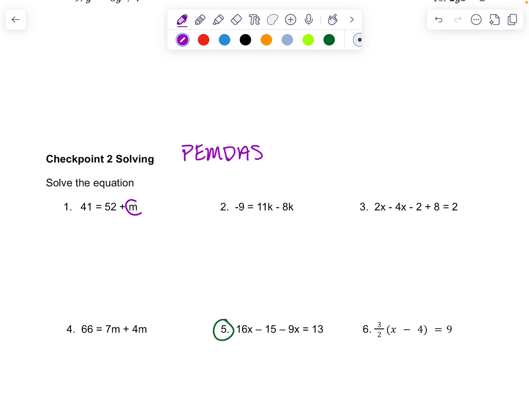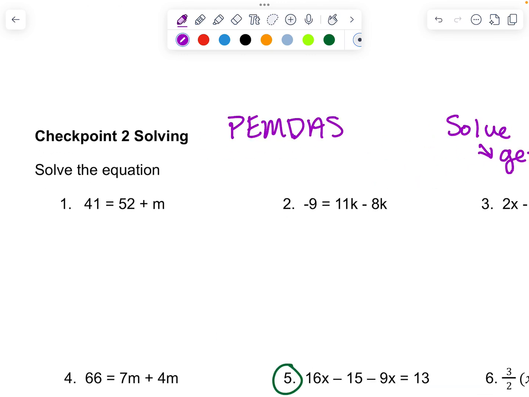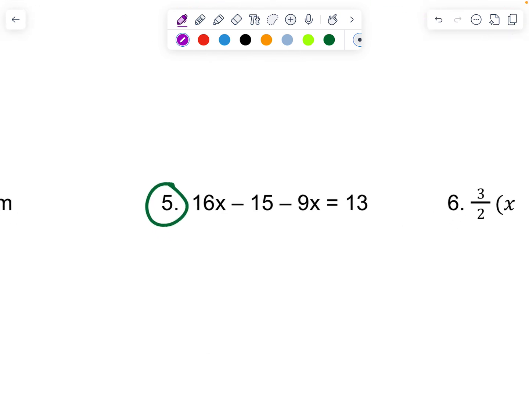Whenever we have a variable like m or k or x, we want to solve for what that is. Solving essentially means get it by itself on one side of the equal sign. Get it by itself. Okay? So when we approach a problem, I want you to try some of the simpler ones. I'm going to go over a slightly more difficult one.